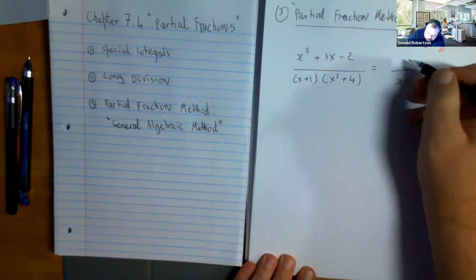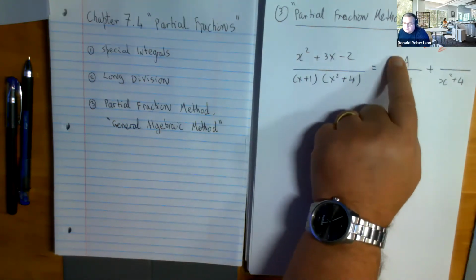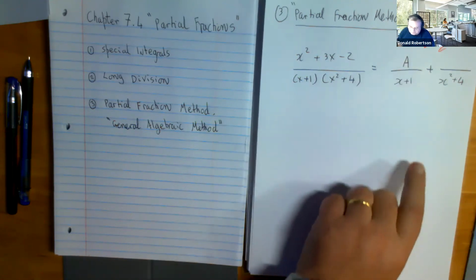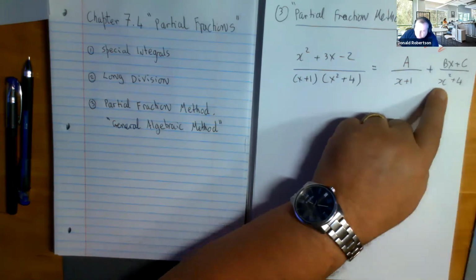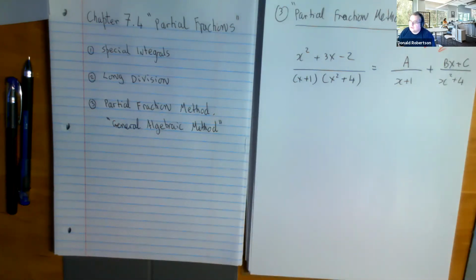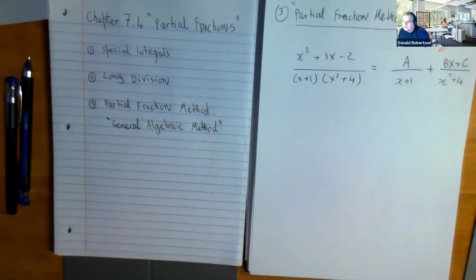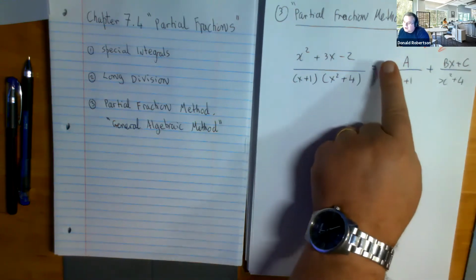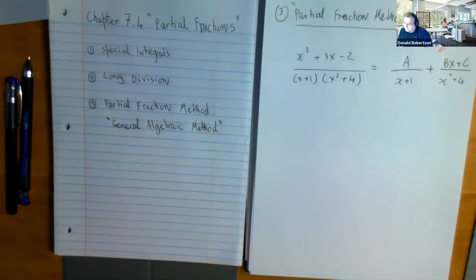Whenever you break this up, this fraction will have a single number above it, and we'll call that A. On the other hand, the quadratic always has two terms, and we'll call them Bx plus C. So in this method, we are eventually going to find out what the numbers for A, B, and C are. But we have to know that they are three numbers to find, right? Only one here, but two here.